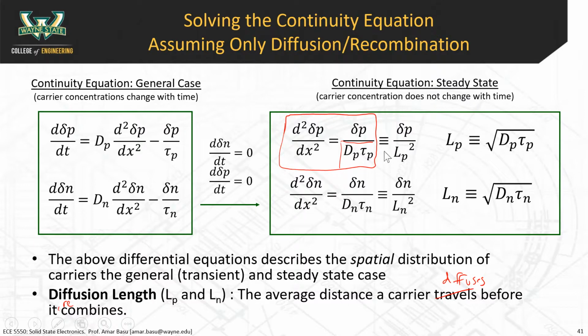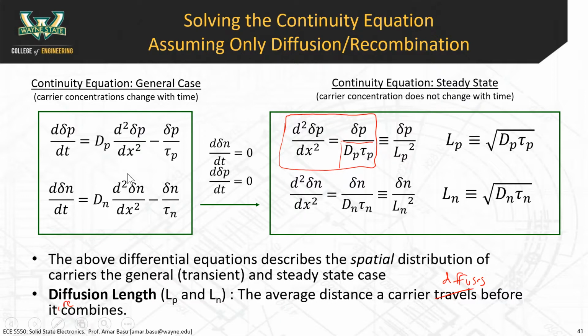Okay, so this triple equal sign is a definition. We are defining the square root of Dp times tau p as Lp. So the right side of the equation becomes sigma p divided by Lp squared, and similarly, sigma n over Ln squared. All right. You may be wondering why we arbitrarily define this diffusion length term, this Lp term. How does it physically make sense? It'll make sense in the next example that we'll see, of localized injection.